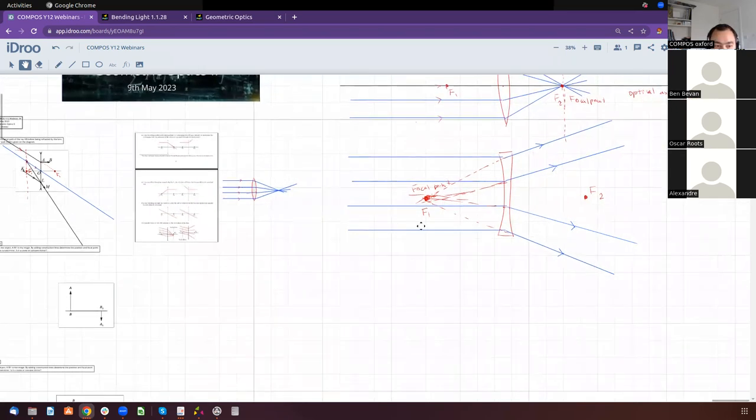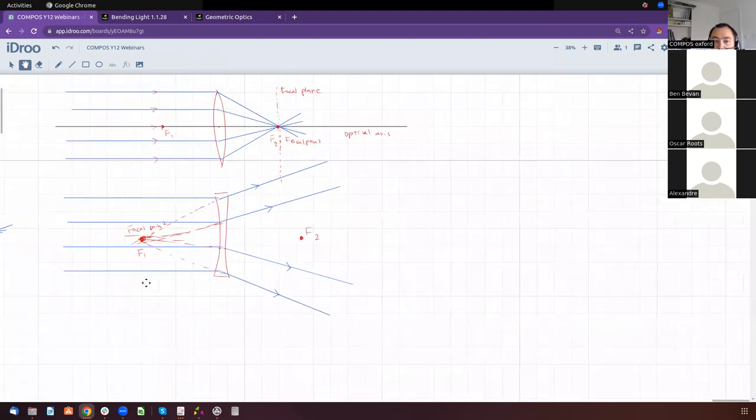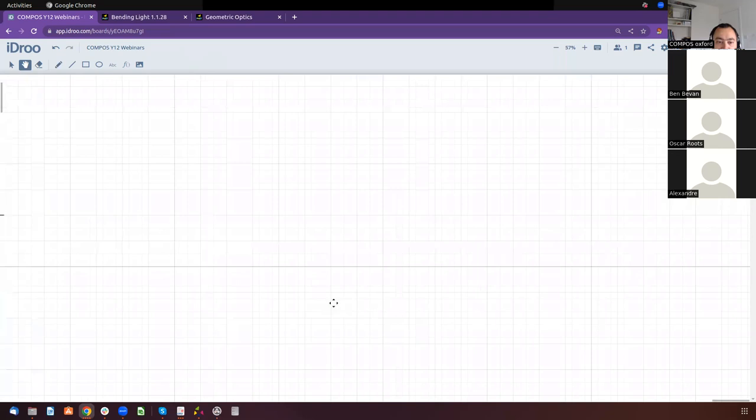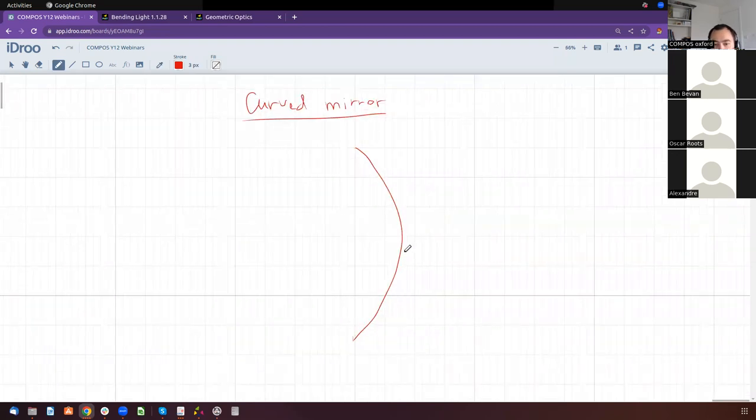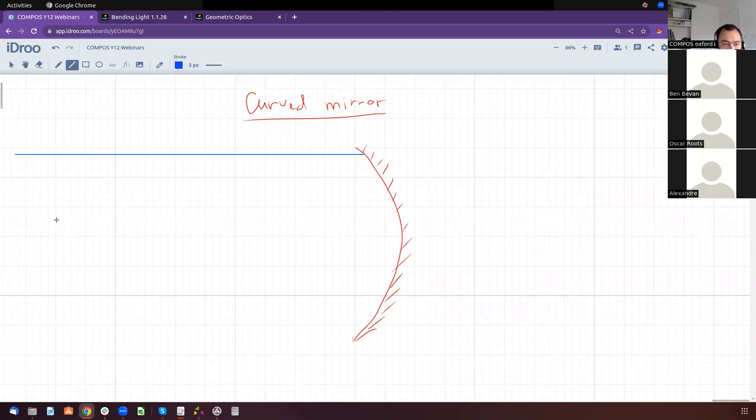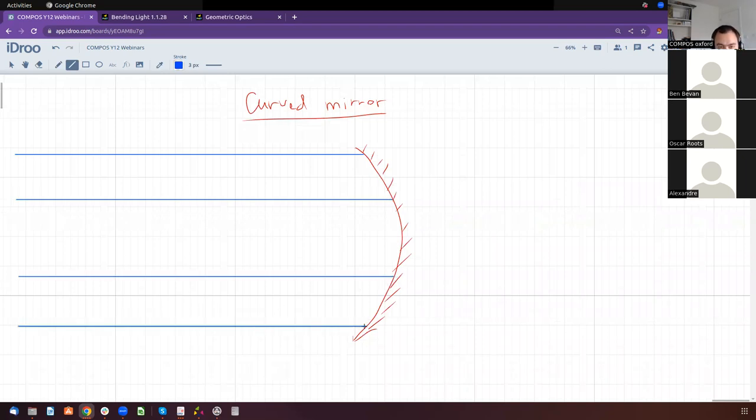And for a mirror, it's the same thing. So for a curved mirror, this is a mirror. And you have light bouncing off the mirror at any point. There is an angle of incidence and an angle of reflection.